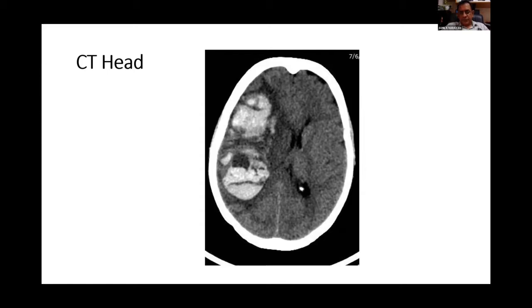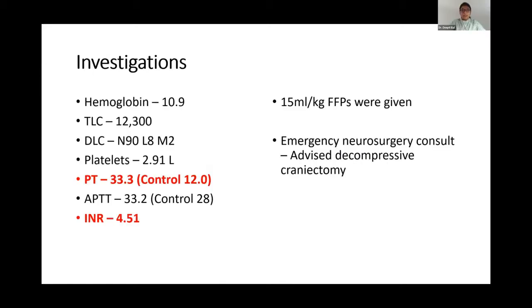Please continue. Her emergency investigation had shown deranged prothrombin time of 33.3 and an INR of 4.51. She was immediately rushed to our stroke unit ICU, where vitamin K and 15 ml per kg fresh frozen plasma were given. Emergency neurosurgery consult was taken, and she was advised decompressive craniectomy.